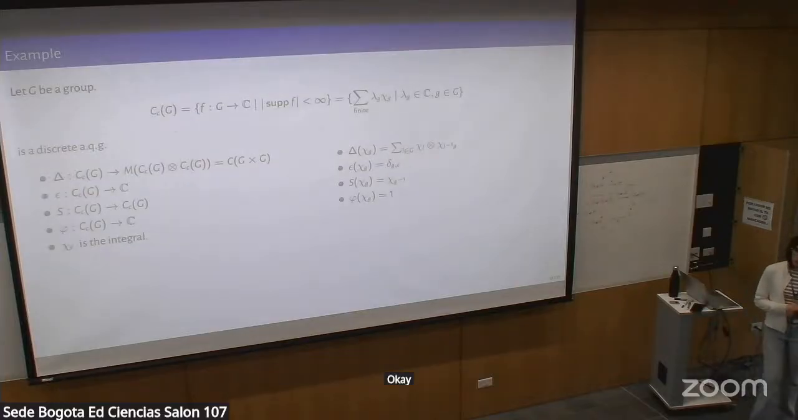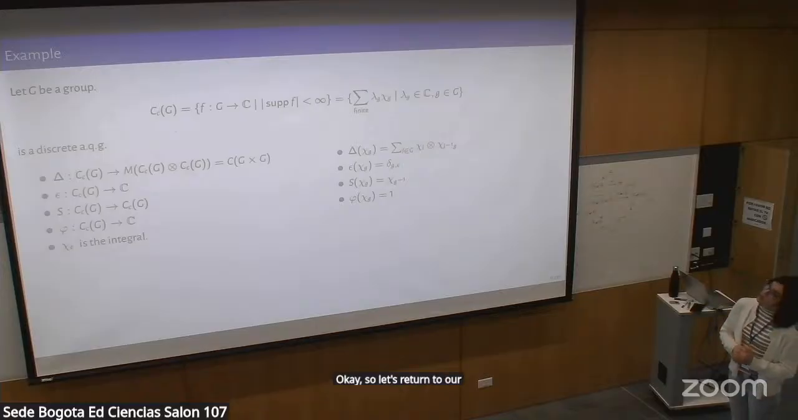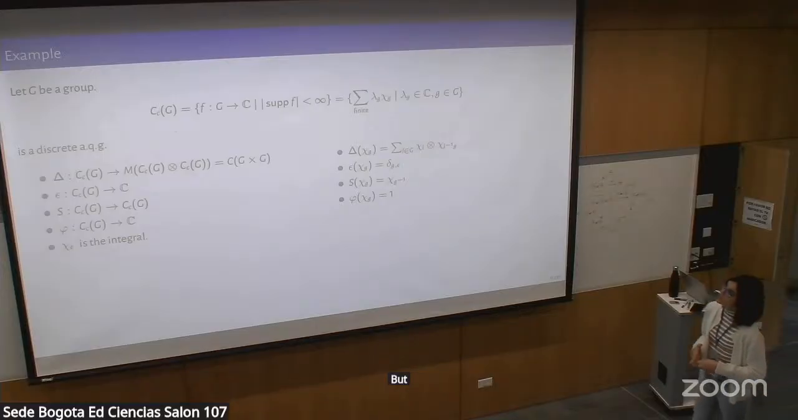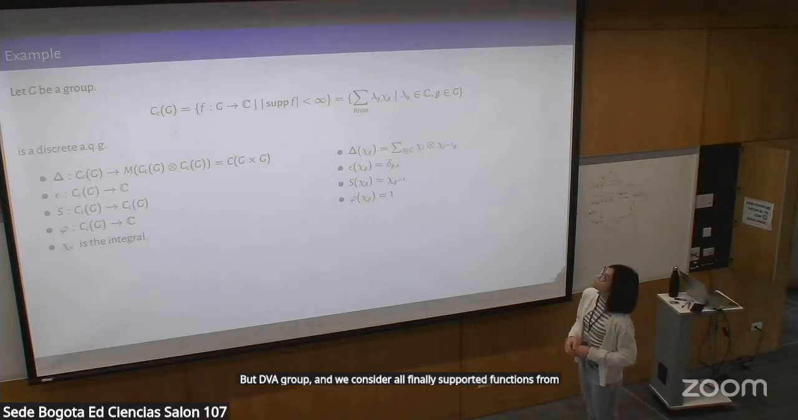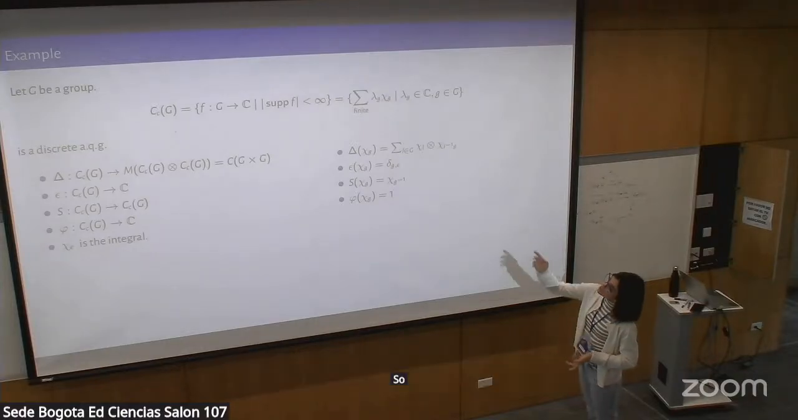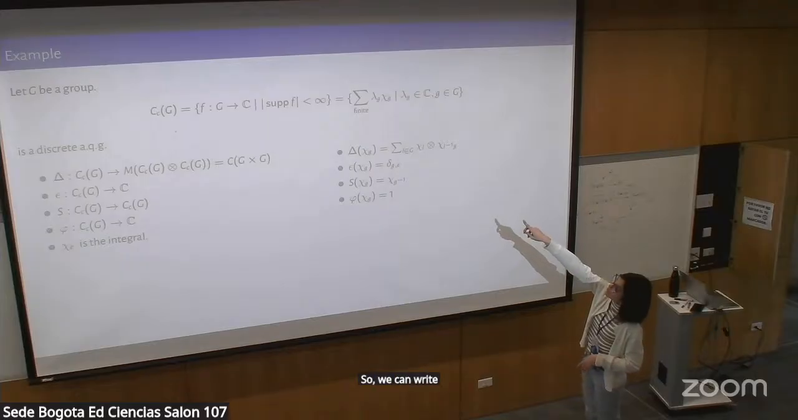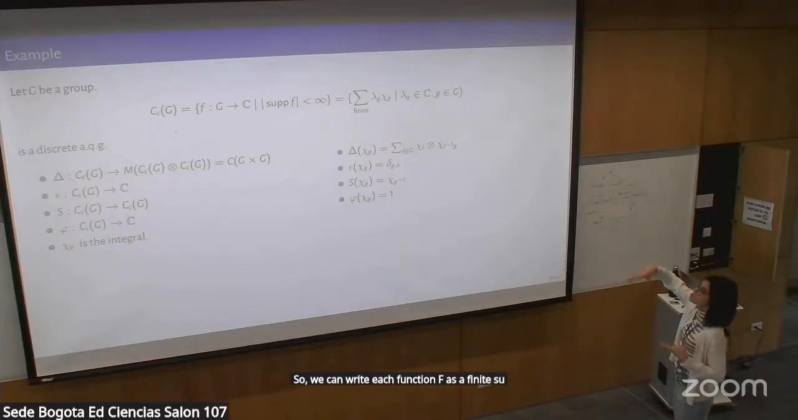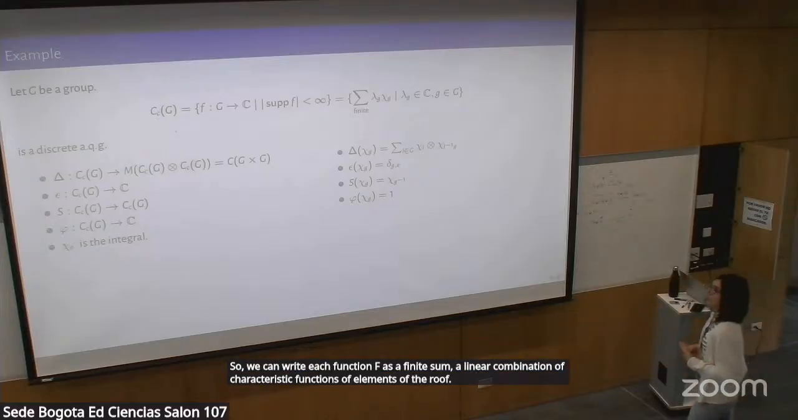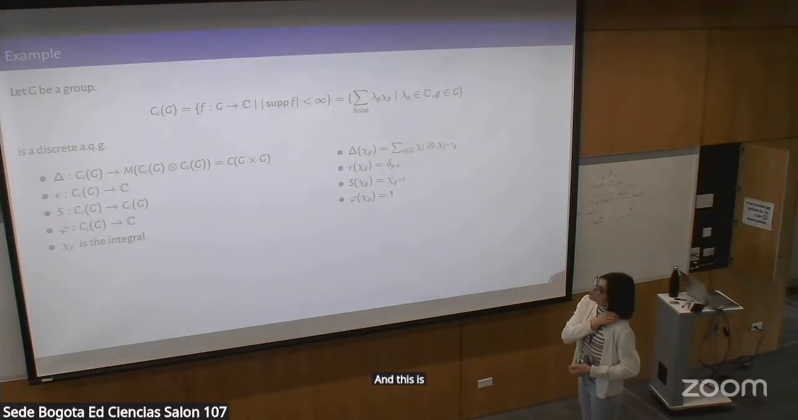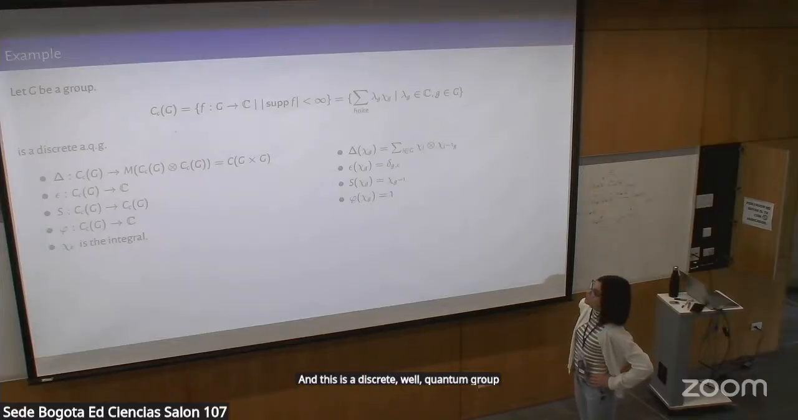Okay, so let's return to our example of groups. Let G be a group, and we consider all finitely supported functions from G to the complex numbers. So we can write each function f as a finite sum, a linear combination of characteristic functions of elements of the group. And this is a discrete quantum group with this structure.